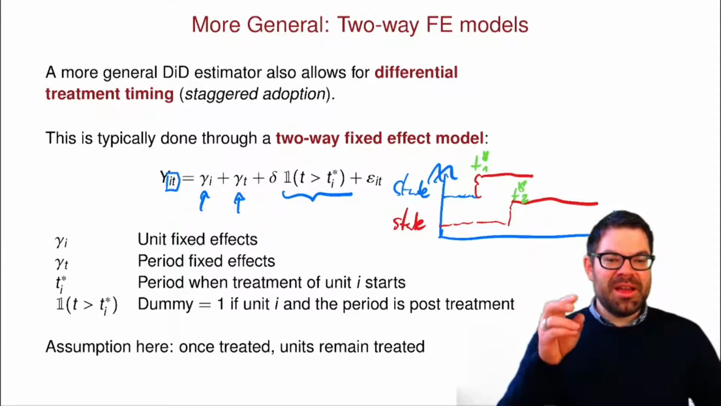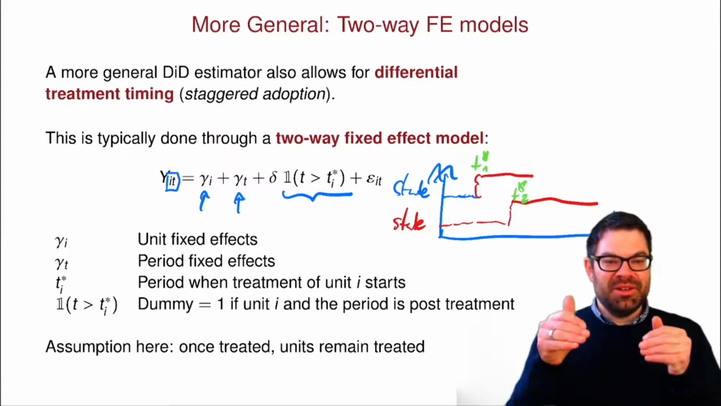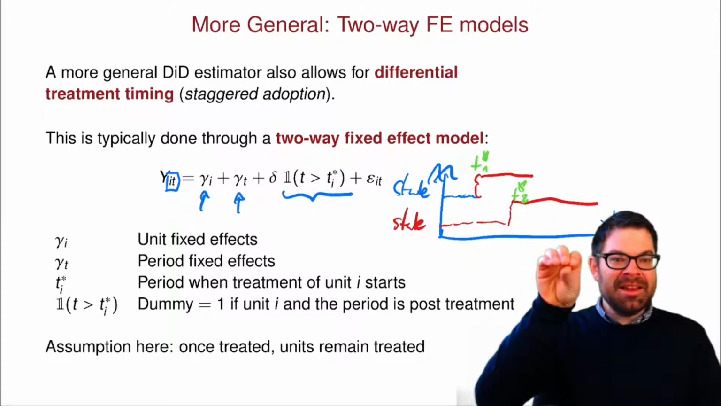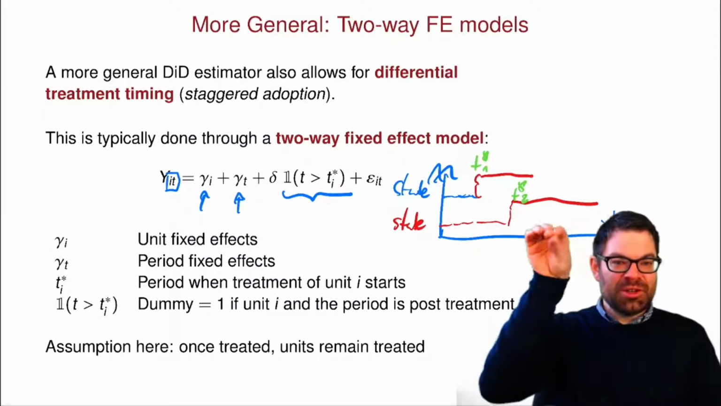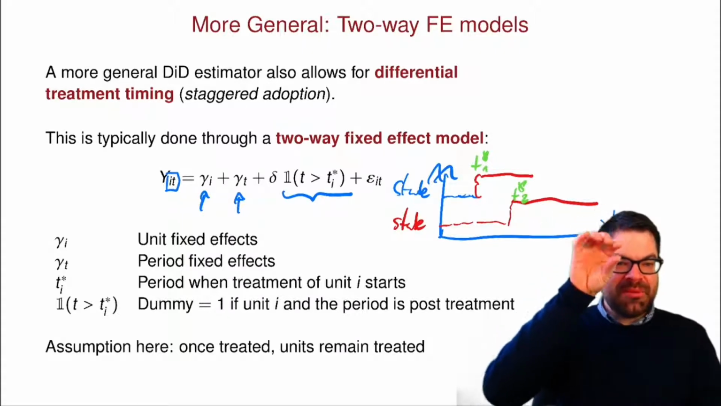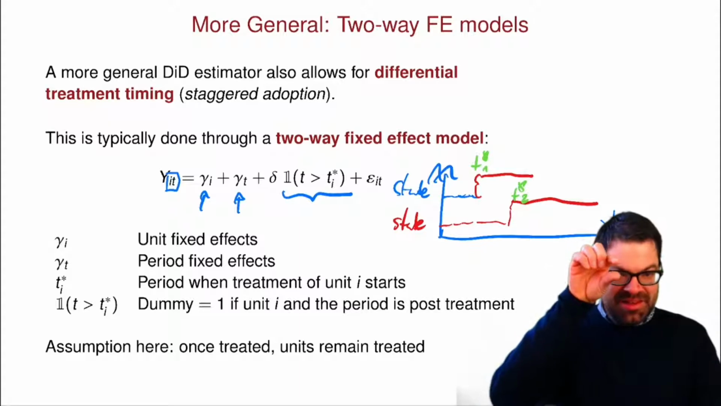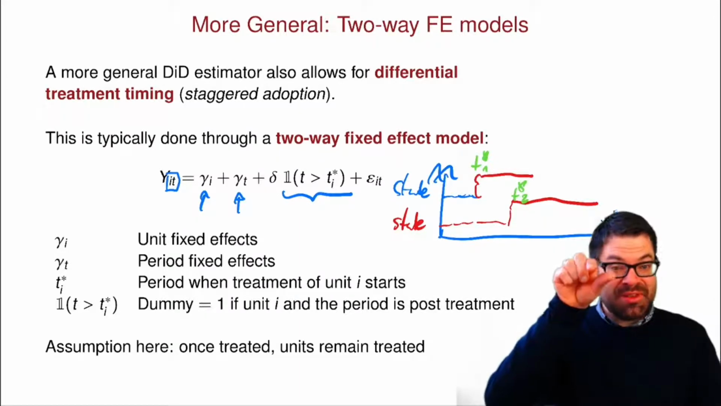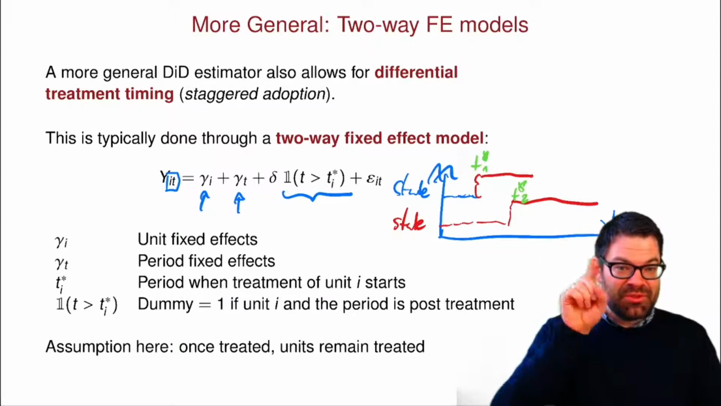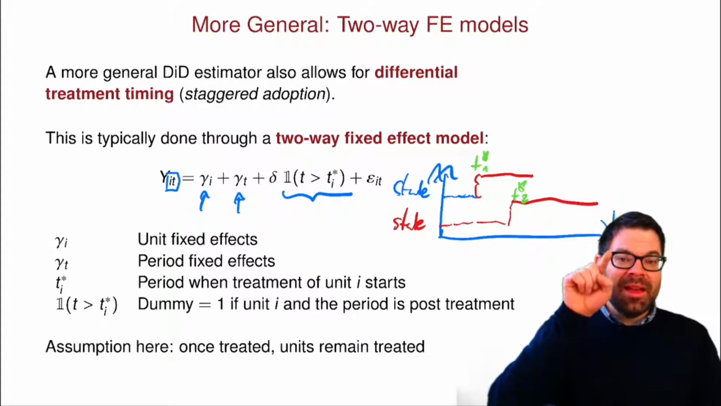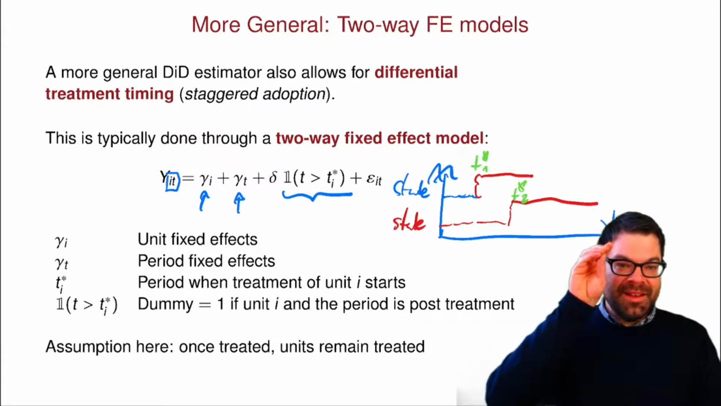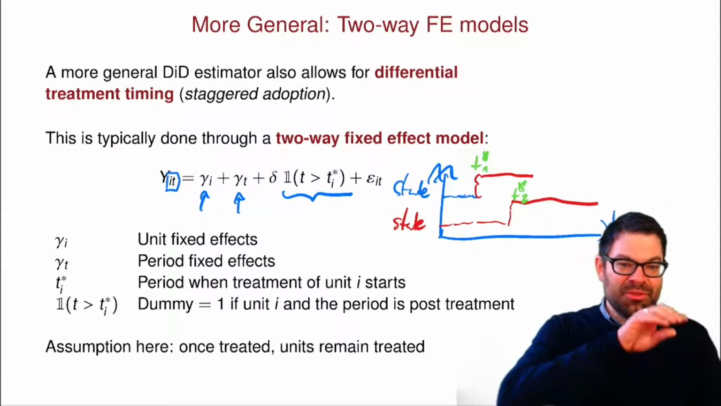So you have to imagine in a panel data set, each line is a state-year combination, and you see the outcome in that year. Then in the same table you have an indicator for what state it is, and an indicator for the year. That's what those two gamma terms are. And then you have your indicator for whether it's in that state after treatment or not.